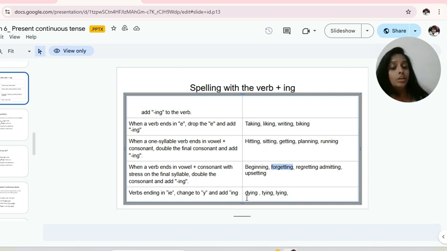If you see here for dying, we are not saying D-I-E-I-N-G. No, that IE changed to Y and you're adding ing at the end. The same applies for tying and lying.